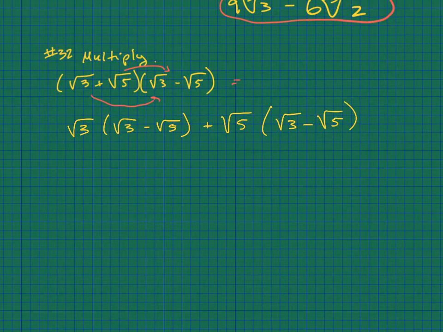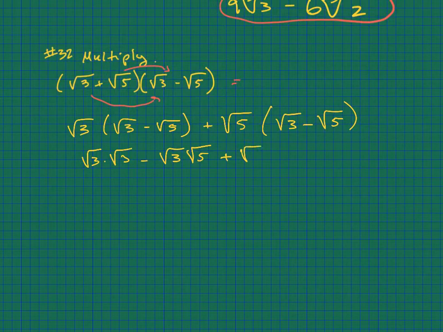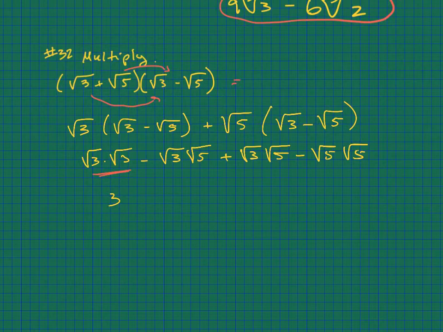And now when I do my distributive property, I have the square root of 3 times the square root of 3, minus the square root of 3 times the square root of 5, plus the square root of 3 times the square root of 5, minus the square root of 5 times the square root of 5. And when we simplify these, this becomes the square root of 9, and the square root of 9 is going to be 3. This is going to be a positive square root of 15, and this is going to be minus a square root of 15. So those two things are going to become 0, right?